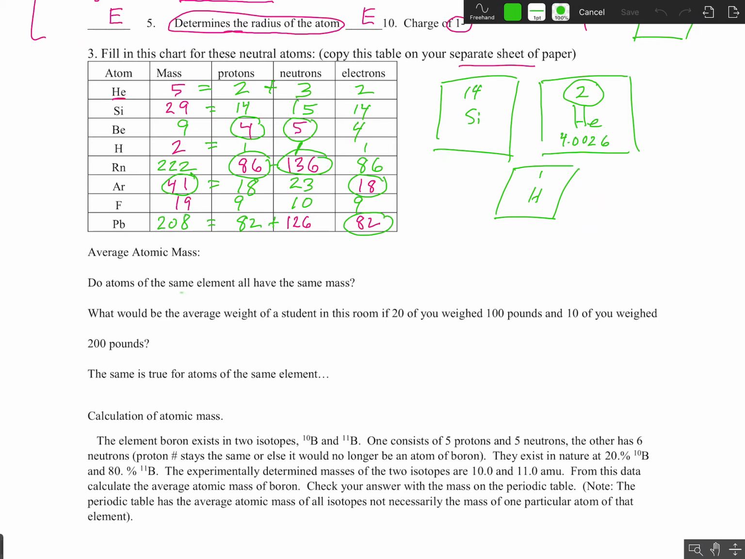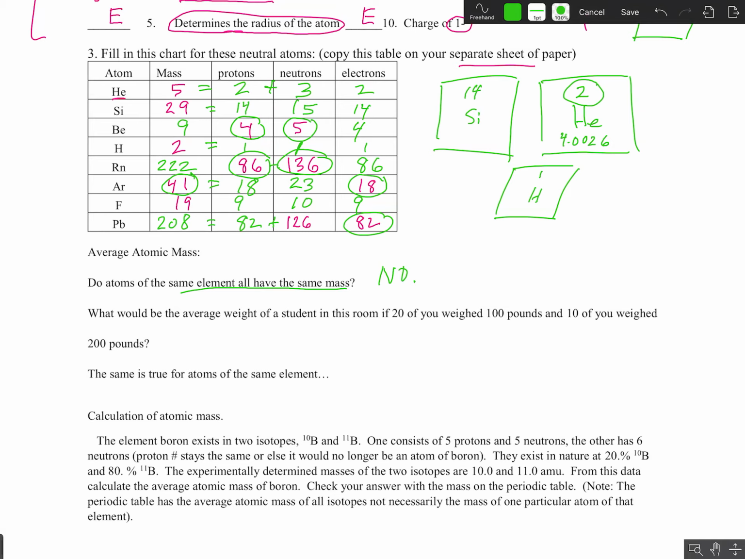Do atoms of the same element all have the same mass? No, they don't, do they? We have different isotopes of different elements, don't we? So if they don't all have the same mass, we need to find something called an average mass for all of the elements.